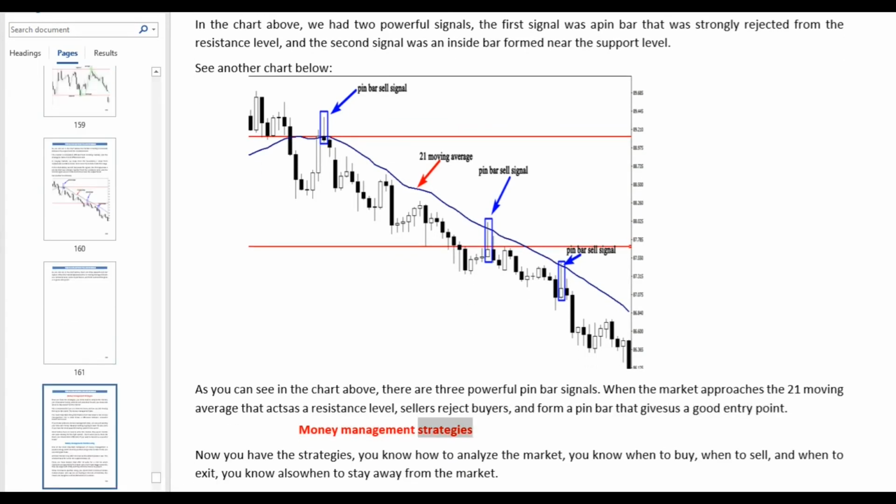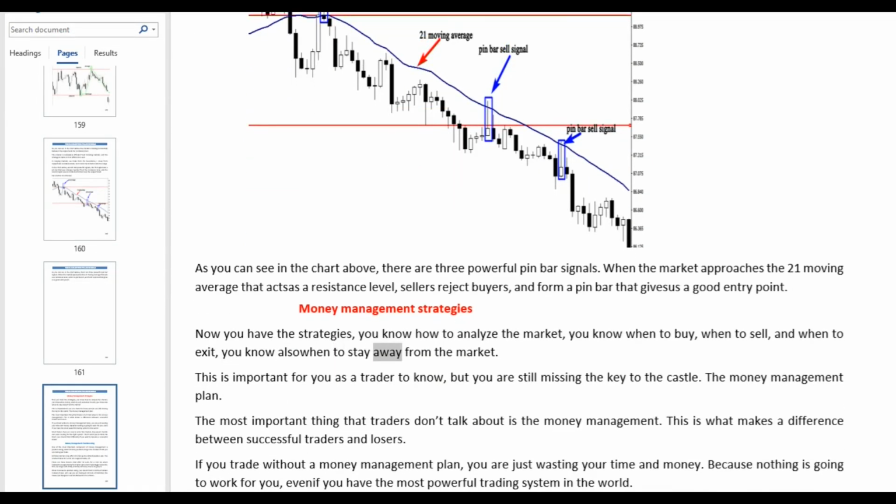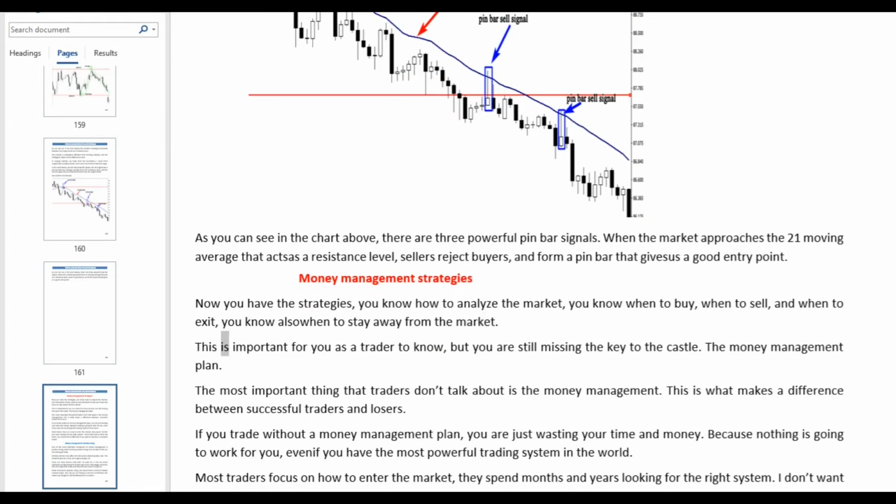Money management strategies. Now you have the strategies, you know how to analyze the market, you know when to buy, when to sell, and when to exit. You know also when to stay away from the market. This is important for you as a trader to know, but you are still missing the key to the castle.